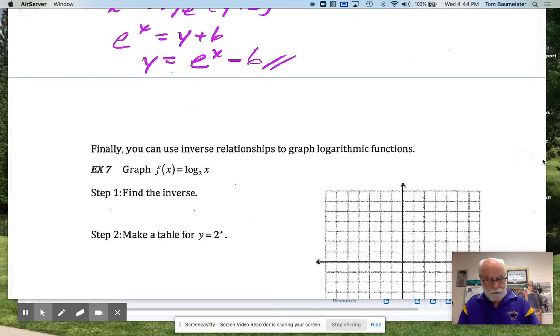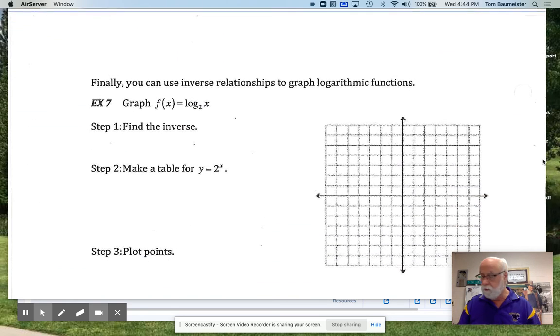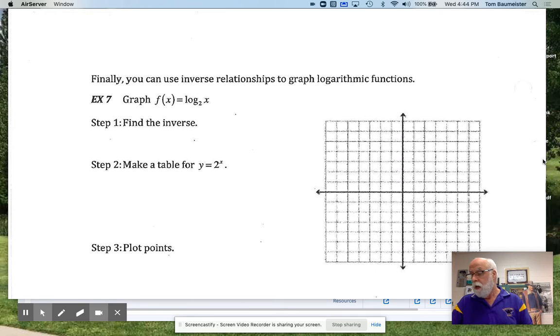And then finally, you can use inverse relationships to graph logarithmic functions. So, graph f of x is equal to log to the base 2 of x. So again, by definition, we can say that g of x is equal to 2 raised to the x power. And that was by definition of logarithms.